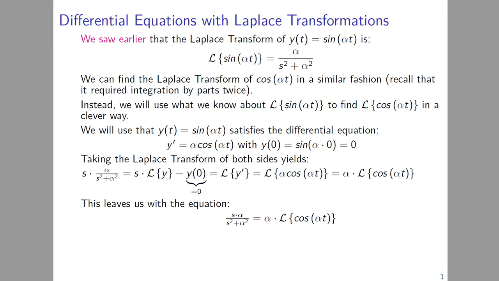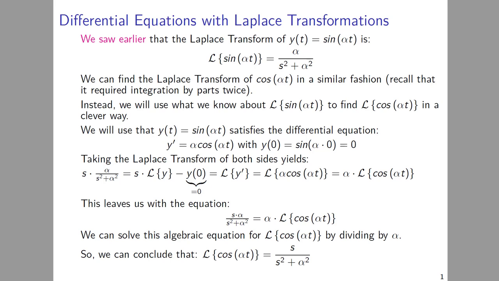Now remember, our whole goal here was to figure out what the Laplace transform of cosine alpha t was. But we can get this by solving our algebraic equation for the Laplace transform of cosine alpha t by simply dividing by alpha. And that will leave us with the Laplace transform of cosine alpha t is s over s squared plus alpha squared. So we now know how to find the Laplace transform of both sine alpha t and cosine alpha t.